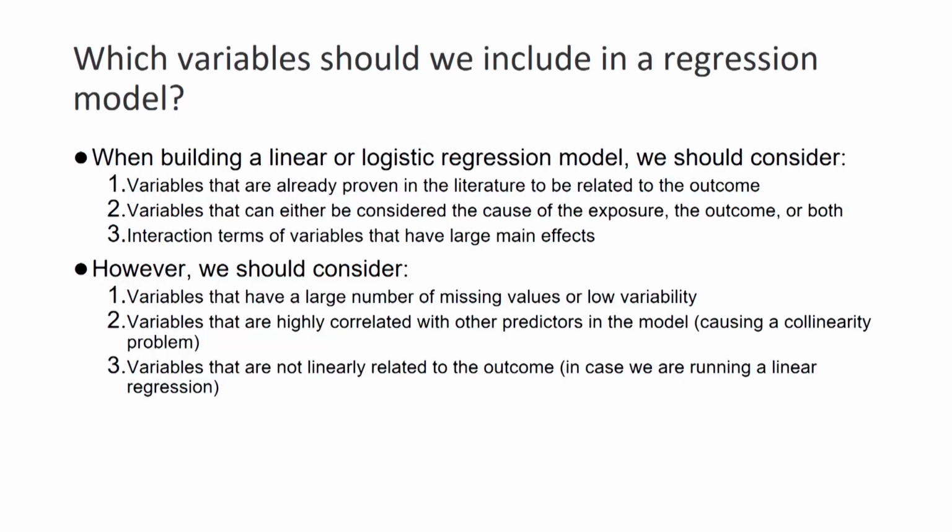Then variables that are not linearly related to the outcome. If we include those variables in our multiple linear regression, our predictions will be wrong, because the outcome is not linearly related with this variable. So, it is better to take care of that also.